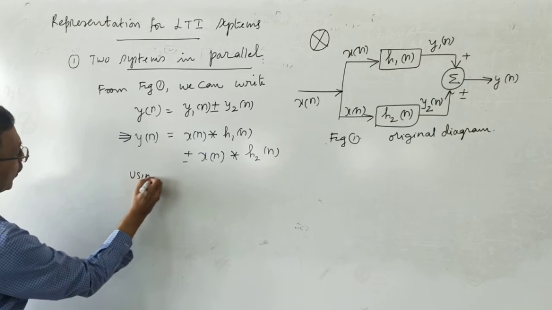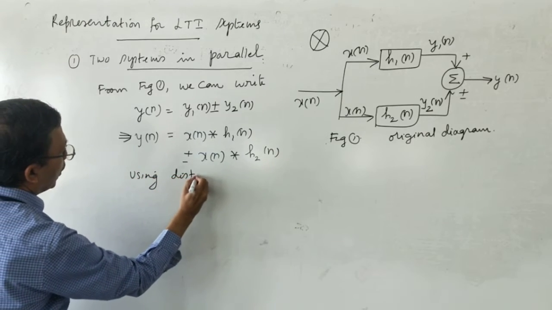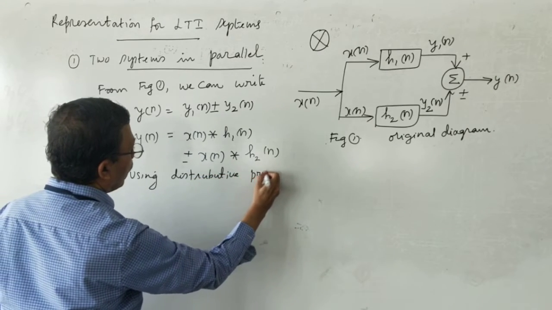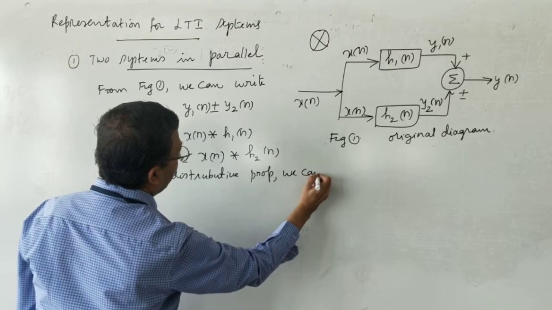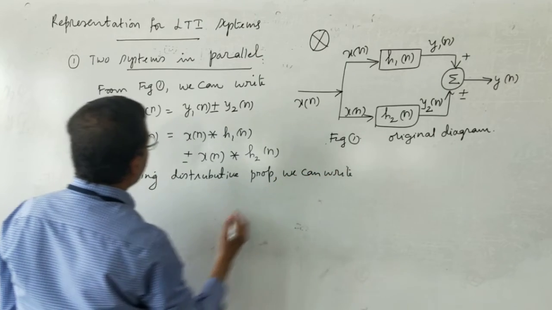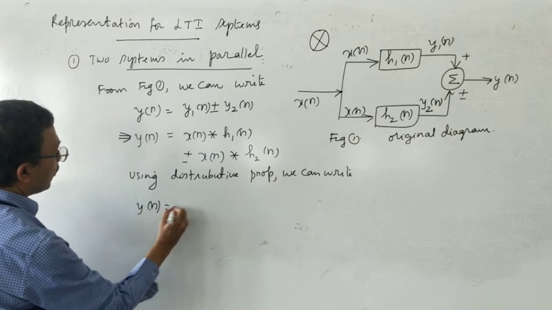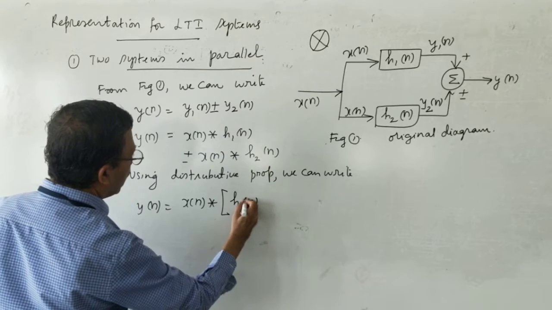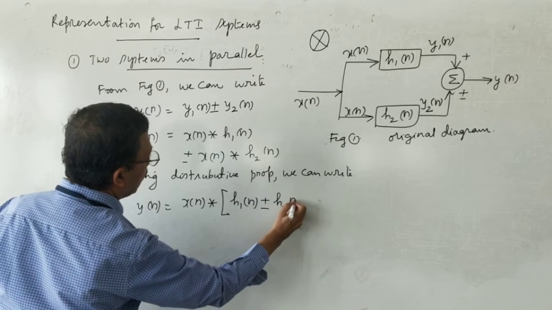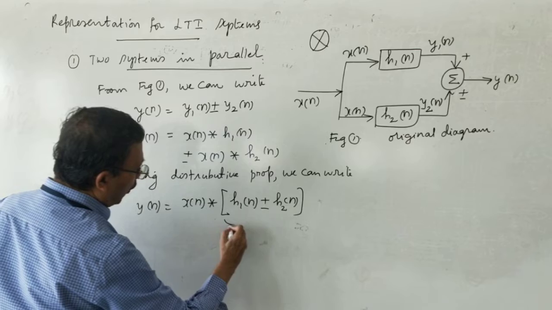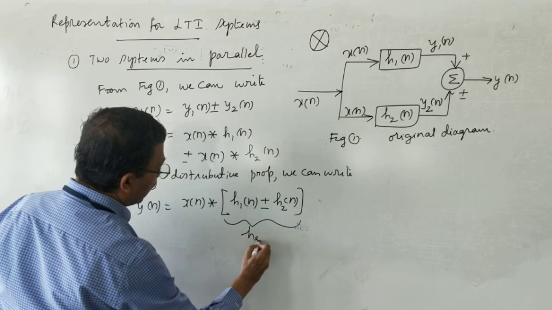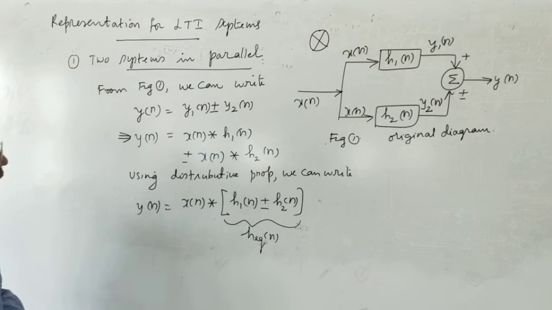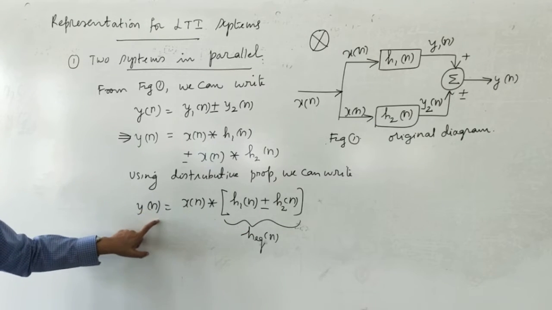Using the distributive property, we can write Y of N equals X of N convoluted with H1 of N plus minus H2 of N. This is the overall impulse response, which I call H equivalent of N. I will now write a block diagram corresponding to this equation.